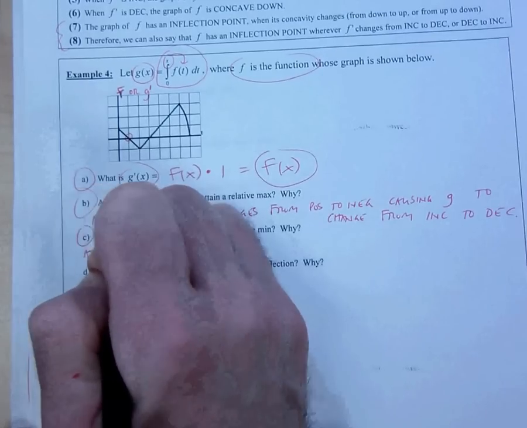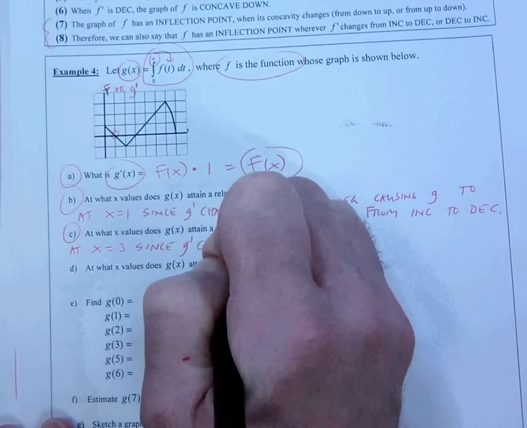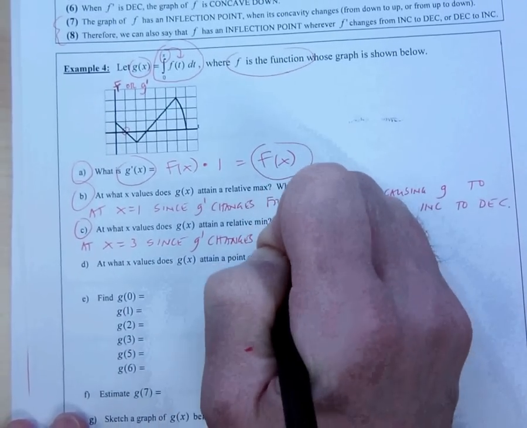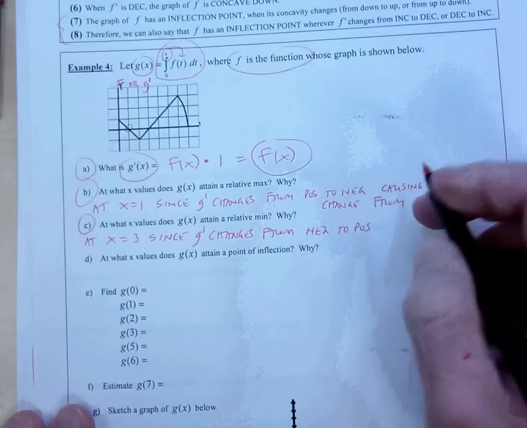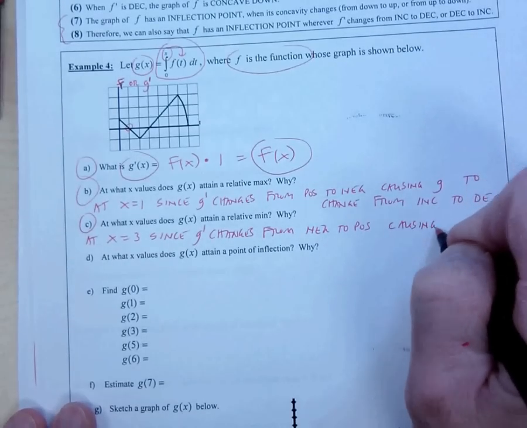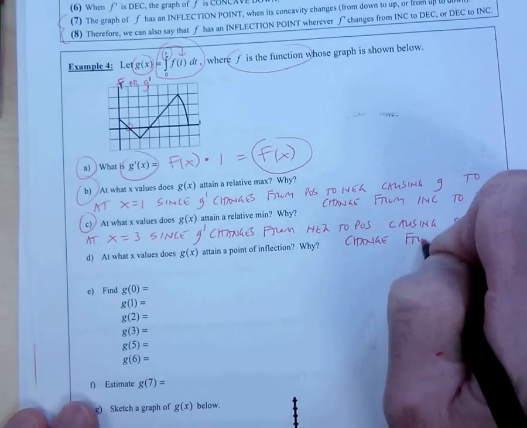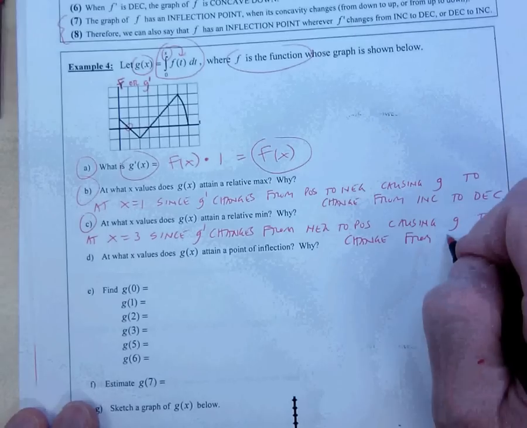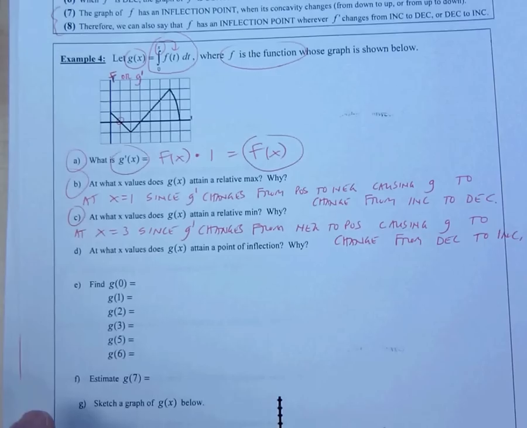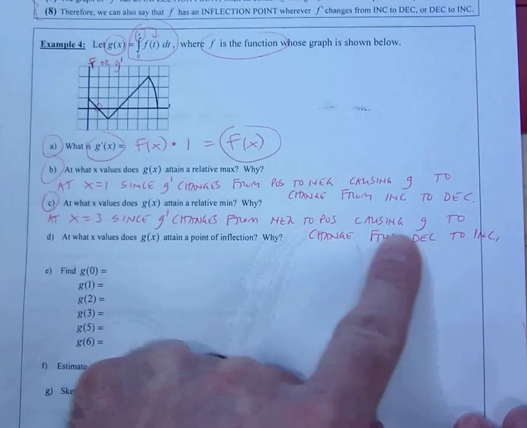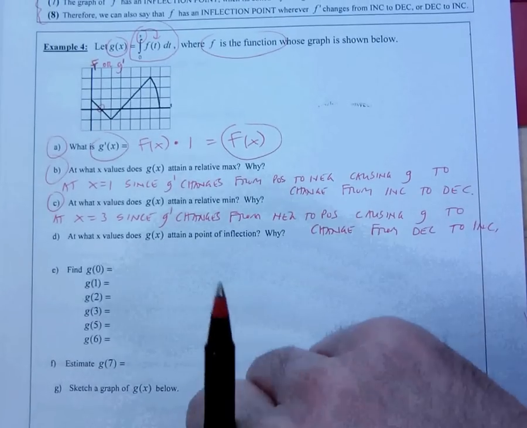So you would say at x equals 3, since G prime changes from negative to positive, causing G to change from decreasing to increasing. That's what causes the valley in the graph of G, doesn't it? Okay?